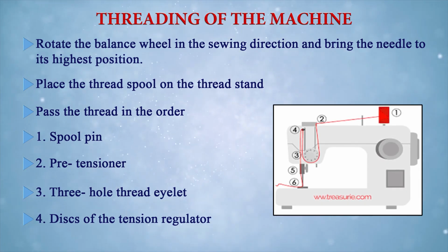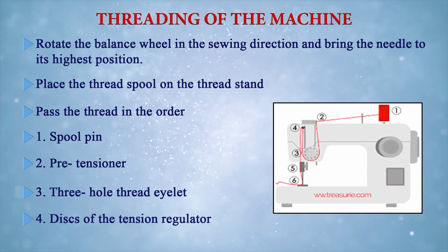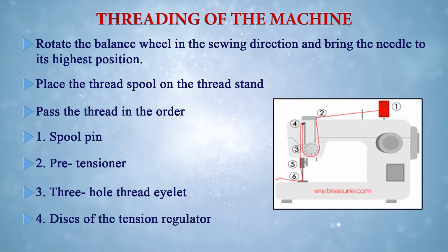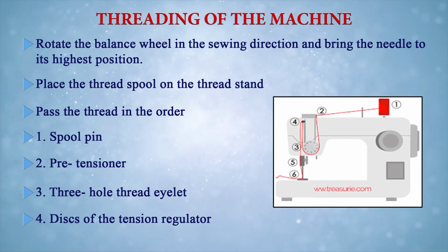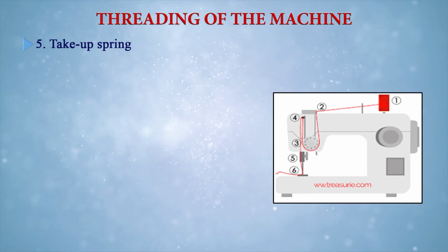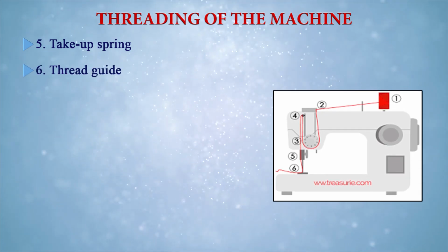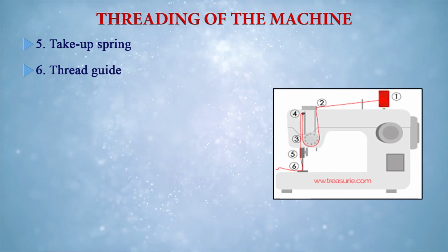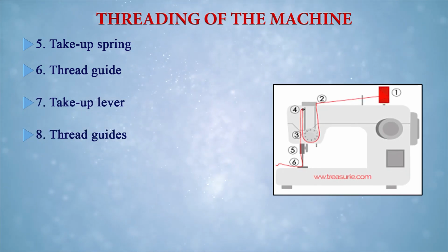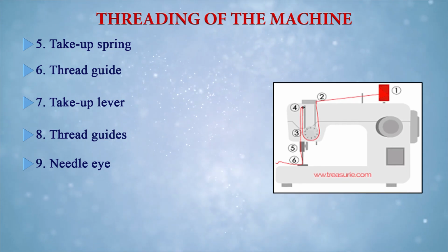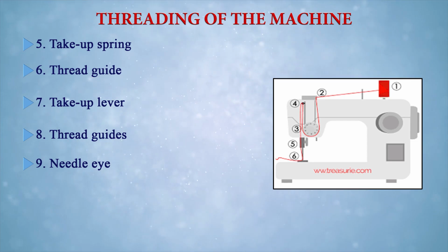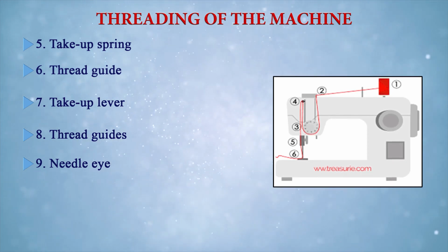Then it goes through the 3 hole thread eyelets. When you see a machine, there is a U-shape part on the machine through which the thread passes, and then it goes through the take up spring, then the thread guide, then the take up lever, and from the thread guide to the needle eye. So this is how we put the thread on the machine.